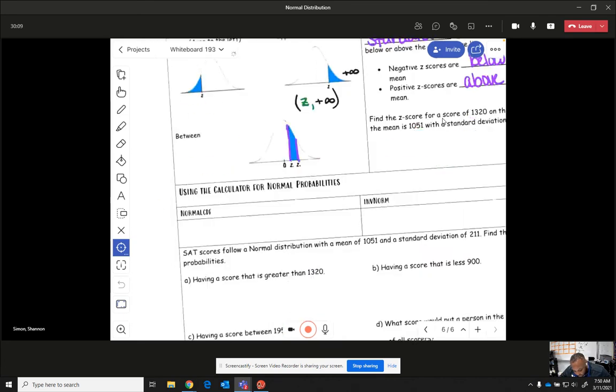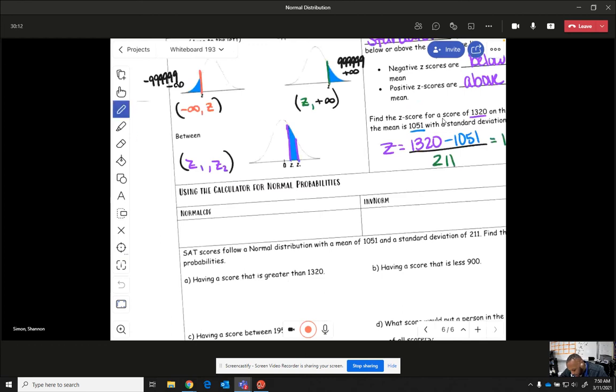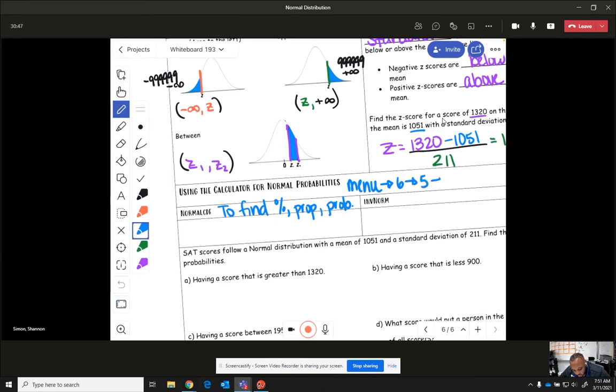In my calculator, I'm going to use a new function called Normal Cdf. You use Normal Cdf to find percentages, proportions, or probabilities. Those are all the exact same things, but you're going to use the Normal Cdf to find it. This is located under Menu, 6, which is Statistics, 5, which is Distributions, 2, which is Normal Cdf.